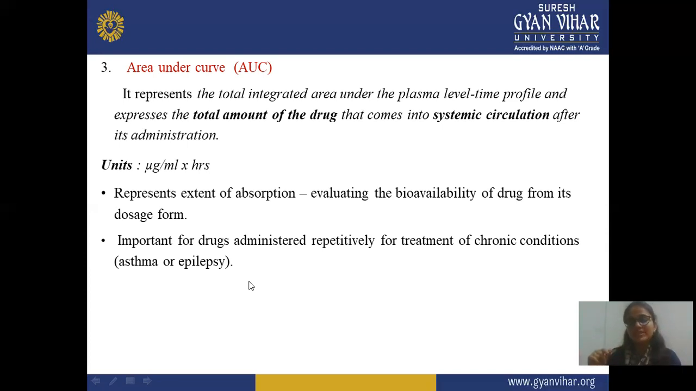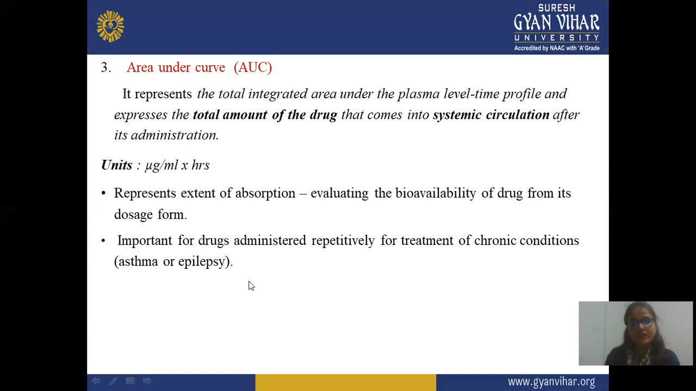So this is known as the area under the curve, or AUC, and the unit of this AUC is μg per ml into hours. Means how much time is required to show the effect of a particular drug, and μg per ml. It represents the extent of absorption, evaluating the bioavailability of a drug from its dosage form. In the area under the curve, mainly we are checking how much drug is present in systemic circulation or available in plasma. So this parameter is also used to check the bioavailability of a drug, or how much drug is available in your body from a dosage form after administration.